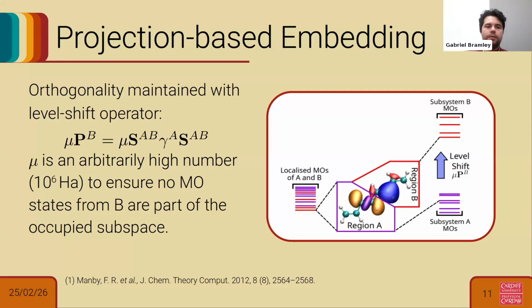It shifts the molecular orbitals associated with subsystem B to the higher part of the energy spectrum. So this mu value here is generally 10 to the 6 Hartree, so it moves all of the molecular orbitals associated with subsystem B far, far above the virtual orbital space you would find in a typical calculation. So in effect, when you solve your embedded Kohn-Sham equation, you will never optimize into that region. So you maintain perfect orthogonality between subsystem A and subsystem B.